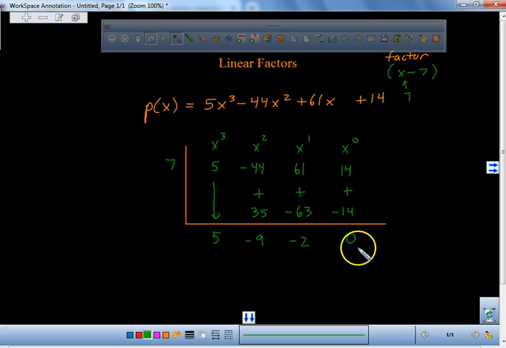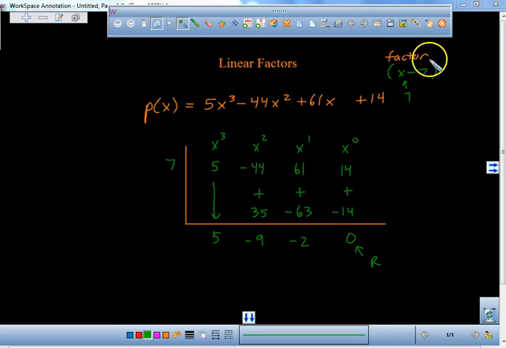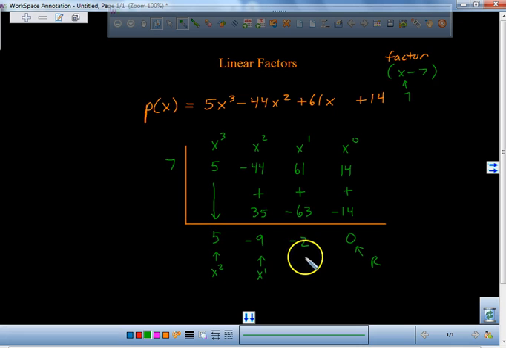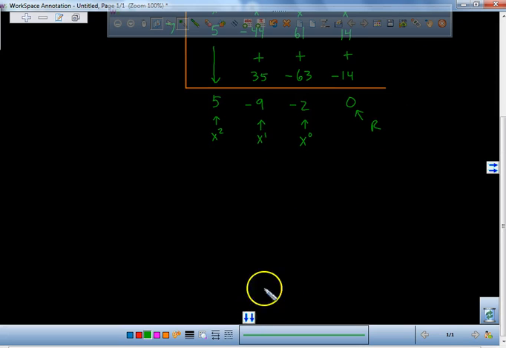Now that's good, because you guys remember that if we have a remainder of 0, that means we actually have what's called a factor. So that's good. But what does this 5 represent? It represents the number of x squareds that we have. This represents the number of x to the first, and this represents our constant at the end. So one of our factors is this. Now what we have left is 5x squared minus 9x minus 2.